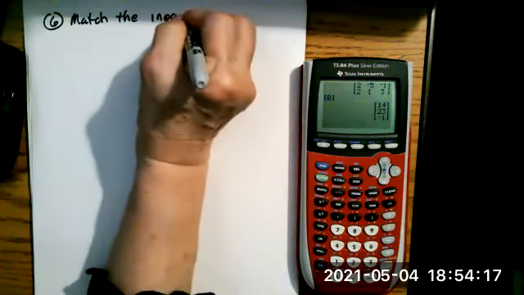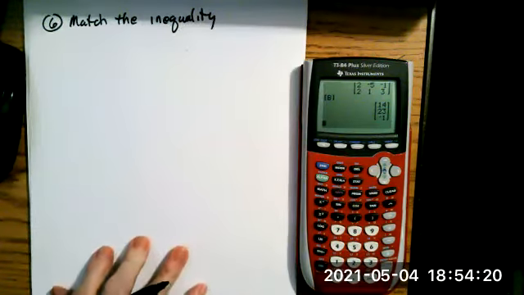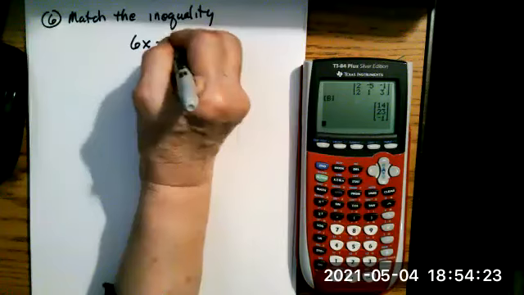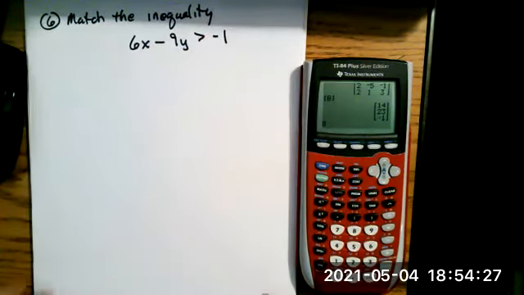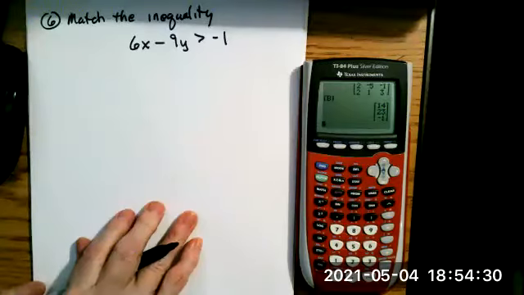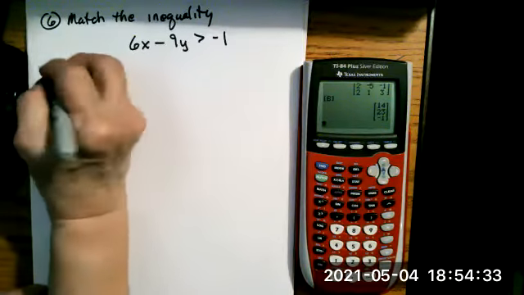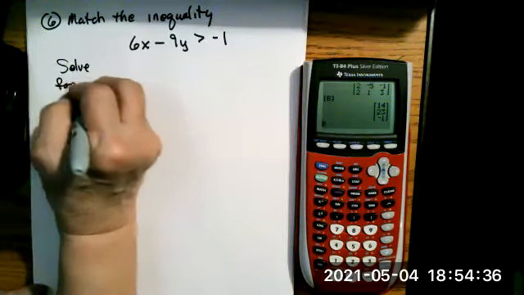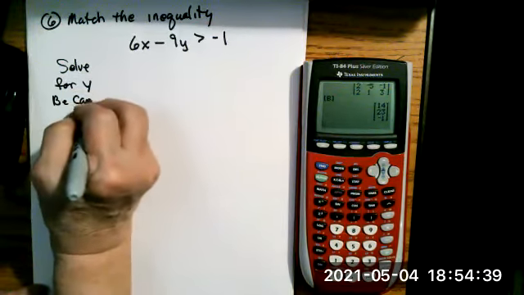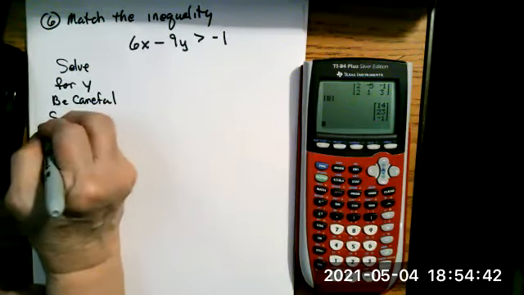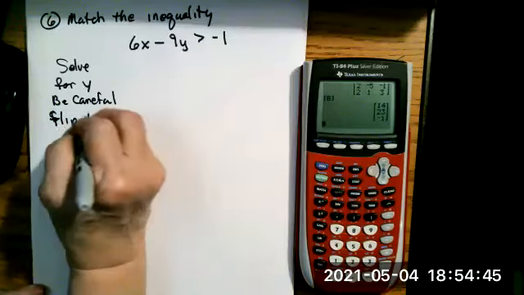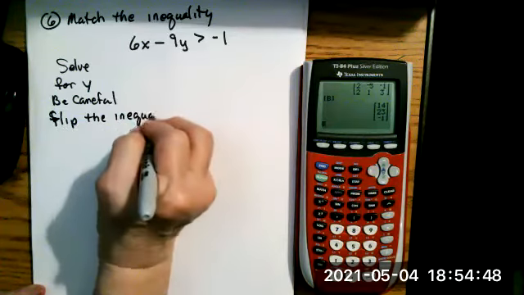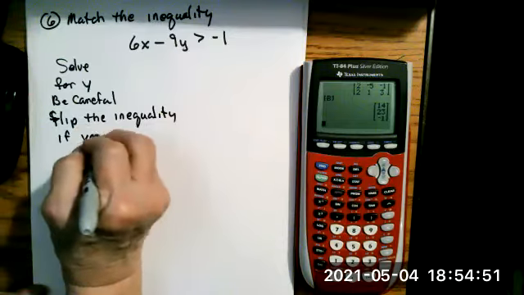The next one that you want to do is number 6, which is match the inequality. We did these at the end of the class, and some of you were having some issues, so some people did not get this section in your mind right. So we're going to look at this one. That's what moved it down to the end. Actually, it's not a hard problem. Solve for y. Be careful. You flip the inequality if you divide by a negative number.